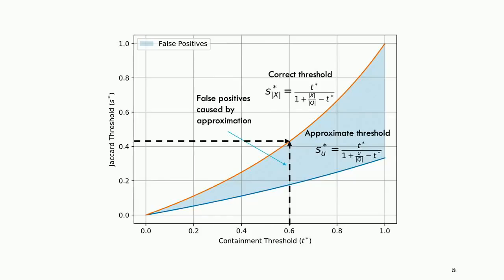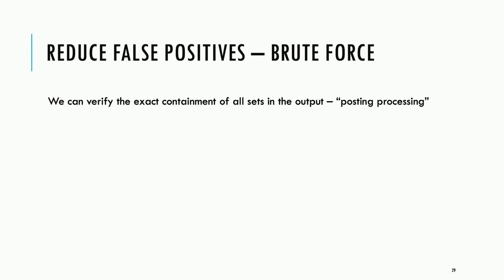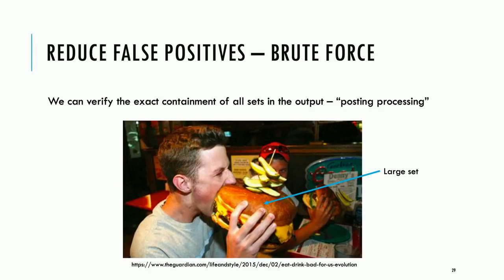To give you a quick example, let's say my containment threshold is 0.6, and the correct translation should tell me the Jaccard similarity threshold is 0.4. But in the end, what's actually being used is 0.2. So imagine you optimize the LSH index on 0.2, you will get false positive candidates between 0.2 and 0.4. You can say, false positives we can always post-process. We can verify their exact containments by computing them exactly. It's easy, but the sets can be very large, so the post-processing could be very expensive.